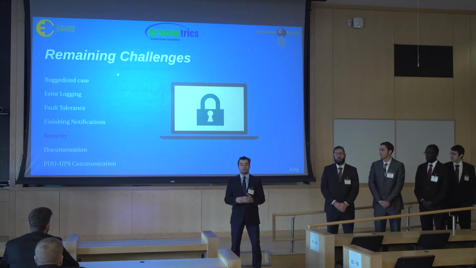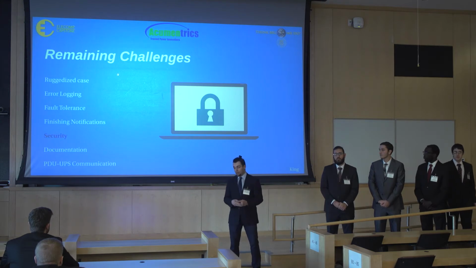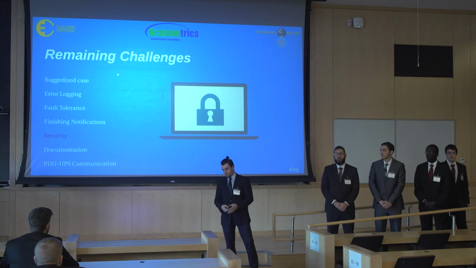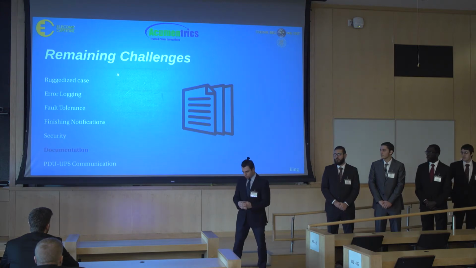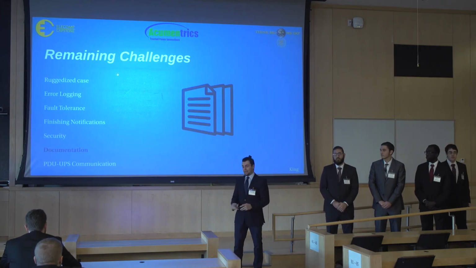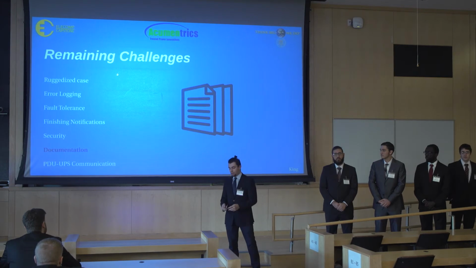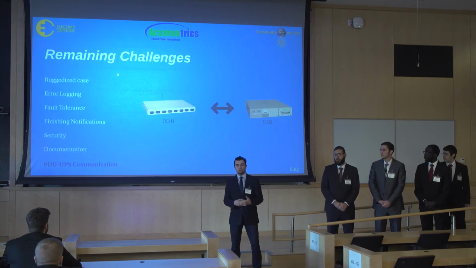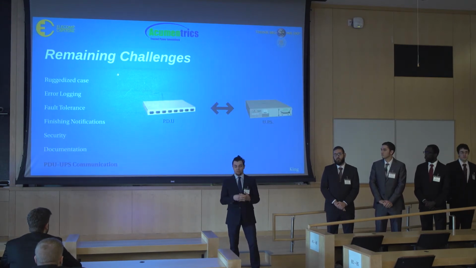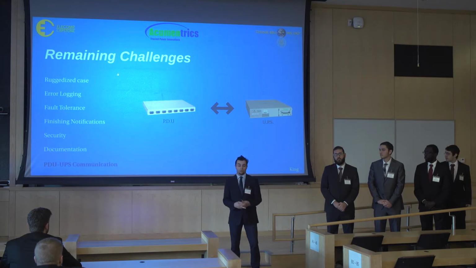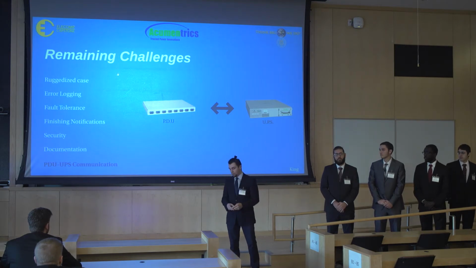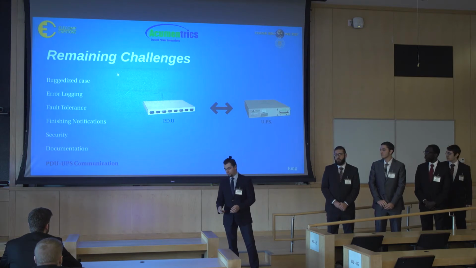Security. We need to implement and test the security of our system for things such as input validation and user authentication. Documentation. We need a full documentation package to aid Acumentrics in future development. And finally, our PDU should be able to communicate with Acumentrics UPS to allow prioritization of outlets in the event of a change to battery power.